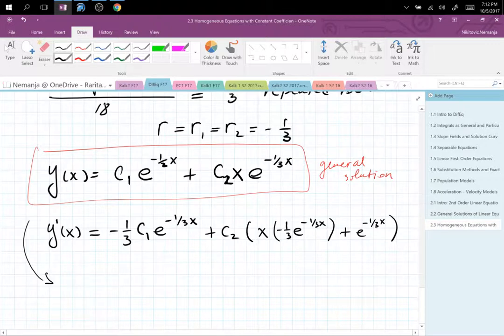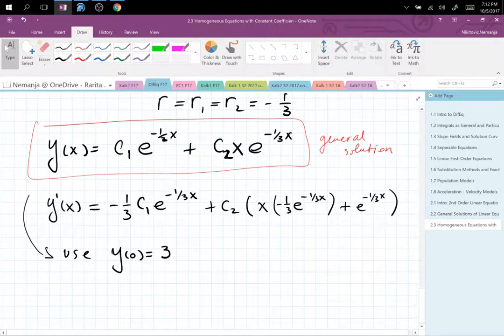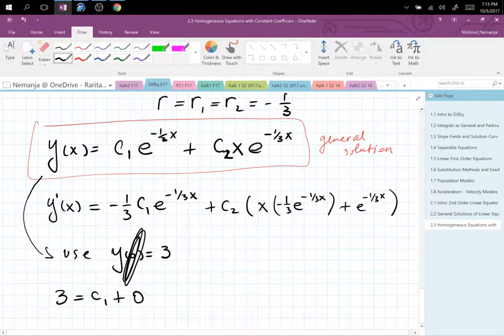Now, in the first one, use y of 0 is 3. Great. So now we plug in 3 equals C1 plus 0, right? Do you see that? Because you all see that x is equal to 0 here, right? So when you plug that in here, it kills the term. So we got that C1 is equal to 3.